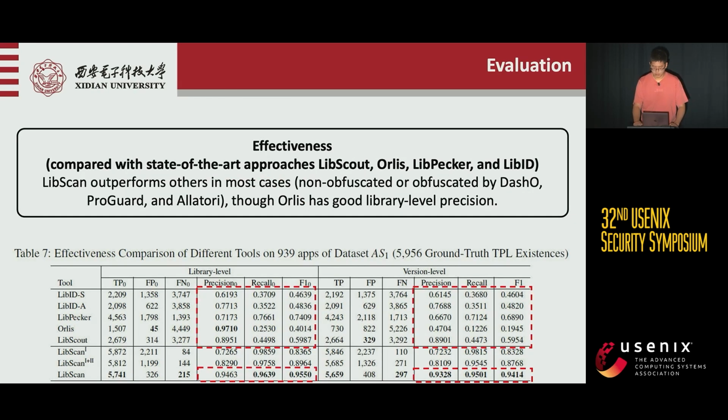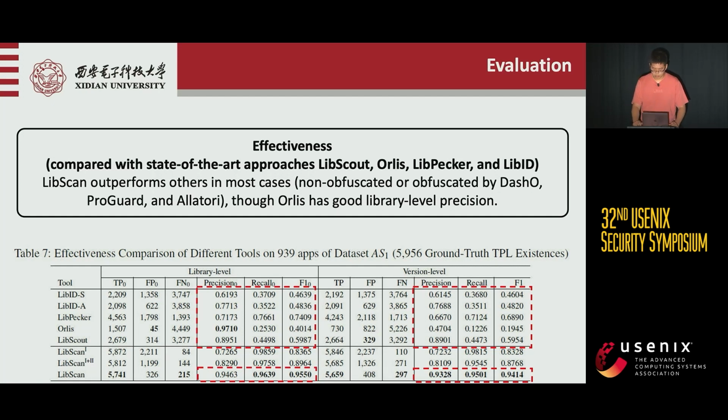And also, we evaluate the effectiveness of LibScan at both the library and the version level. To show the difference between the two levels, a typical example is that some tools report the detection of if-app client access 4.9.0 in an app, but the TPL version is indeed 4.9.1. In such a case, we reach a library level true positive, but a version level false negative. So we can say that the version level is more restrictive.